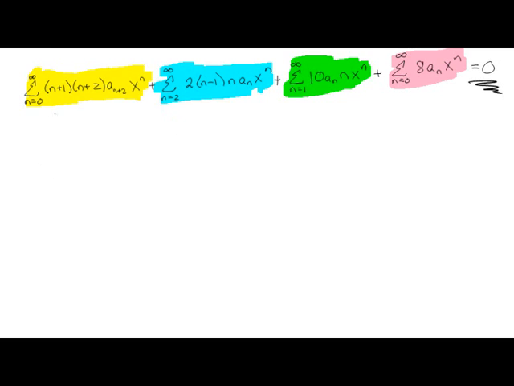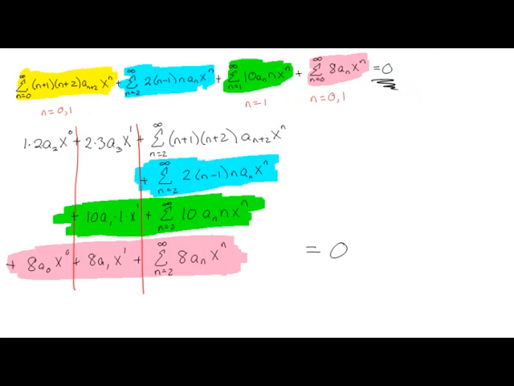Okay, so I'm going to apply this. I've got to write out the terms for n equals 0 and 1 here. This one is already at 2. Here I need to write out the term for n equals 1. And here I need to write out the terms for n equals 0 and n equals 1. So at n equals 0, I've got 1 times 2 times a sub 2 times x to the 0. And I'll go ahead and get through that. And here we go.